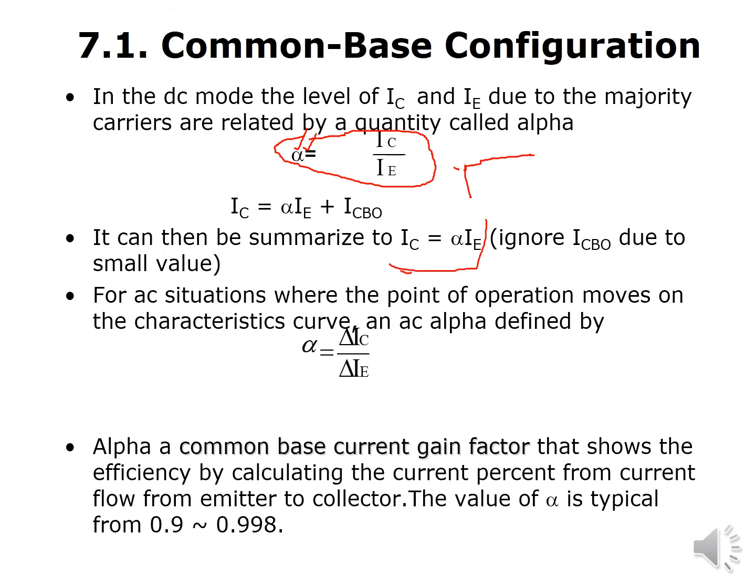So if we ignore this current, then we can approximately say that alpha is equal to IC over IE. That will be the small diffusion current that will always exist. So alpha is our common-base current gain factor, right?